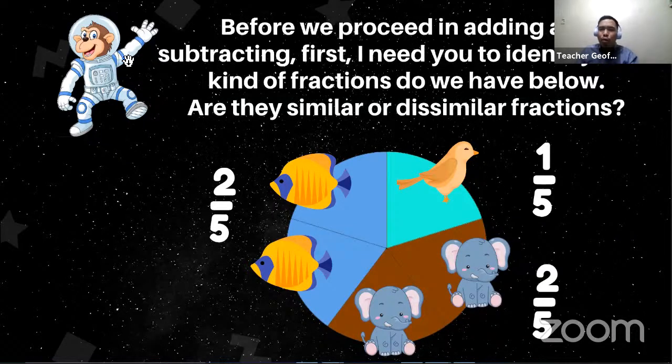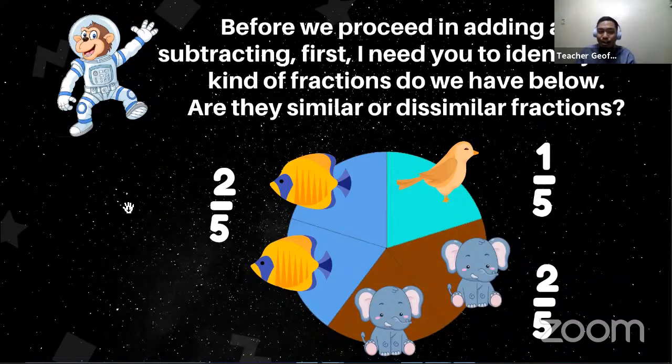Monkey tells us that before we go on with everything, we need to identify what kind of fractions we have below. We've just discussed this a while ago. Are they similar or dissimilar fractions? Can anyone clap their hands so I can call them for participation? So hopefully you guys will still participate. What kinds of fractions do we have?